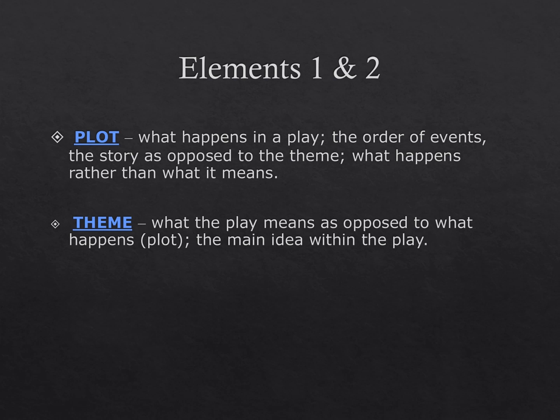For plot in a drama, this is the sequence that happens in a play. This is the order of events, the story, as opposed to the theme, what happens rather than what it means. While theme is what the play means as opposed to what happens, just as what is in the plot. It is the main idea within the play.